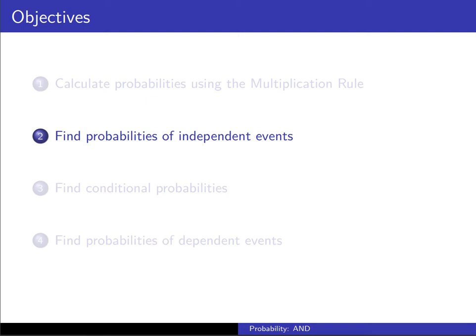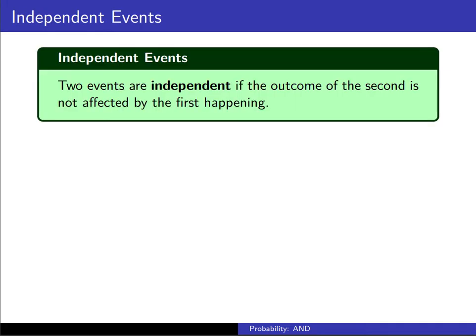Alright, in this video we're going to take a look at finding the probabilities of independent events. In the last video we looked at calculating probabilities using the multiplication rule. So in this one we're going to focus on what are known as independent events. Two events are independent if the outcome of the second is not affected at all by the first actually happening. In other words, the second event's chances of happening are not impacted at all by the first event actually happening.